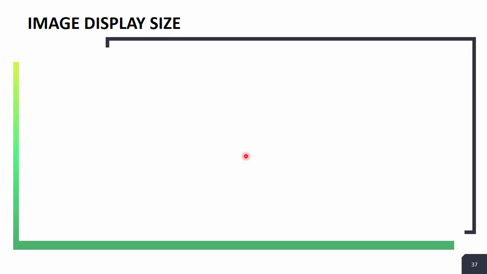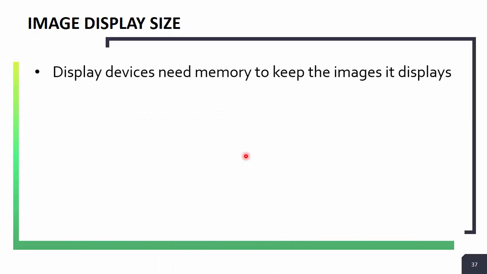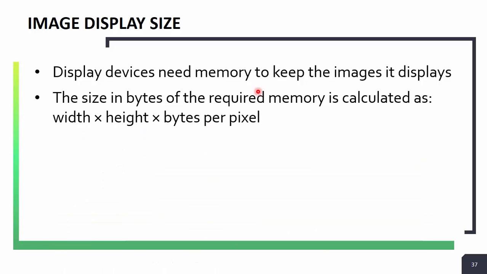Now it is image display size, the main idea for this topic. Display devices need memory to keep the images they display. The size in bytes of the required memory is calculated as width multiplied by height, of course, the number of pixels, and then how many bytes per pixel. So that will be the amount of memory that the display size needs.